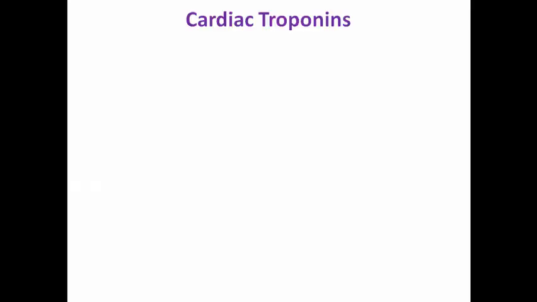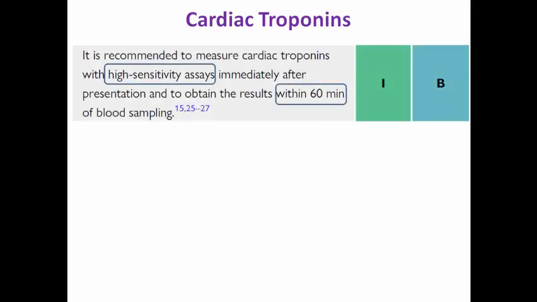So the recommendations regarding cardiac troponins: you should measure it with high sensitivity assay whenever possible, immediately after clinical presentation, the 0 hour sample, and the results should be obtained within 60 minutes of blood sampling. The problem is that in some hospitals the result may be delayed up to 2 or 3 hours. This results in a longer stay in the ER and of course delay to diagnosis.